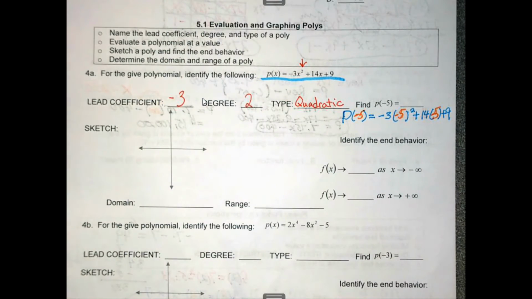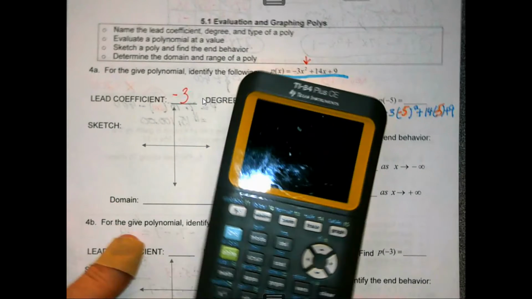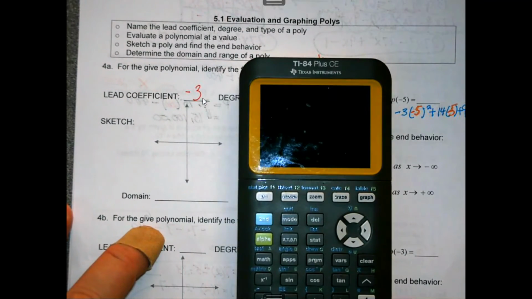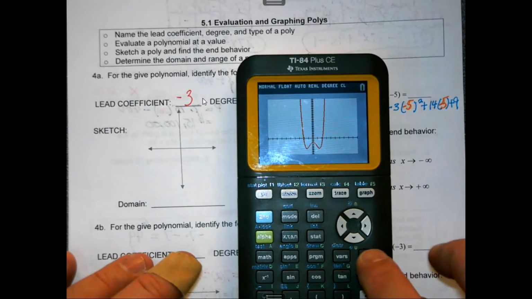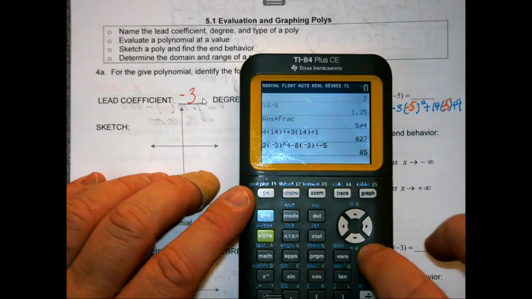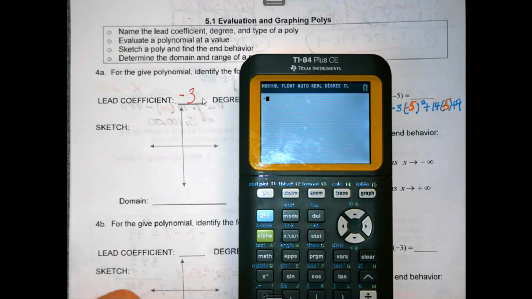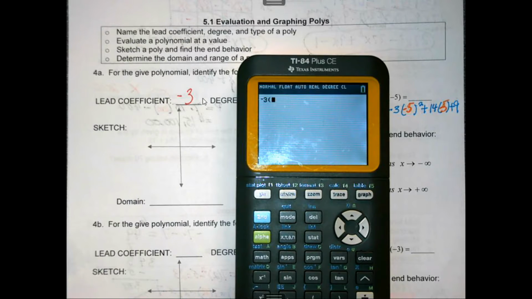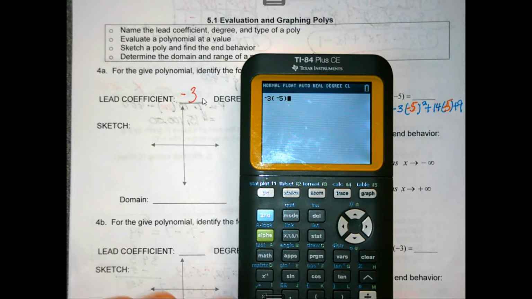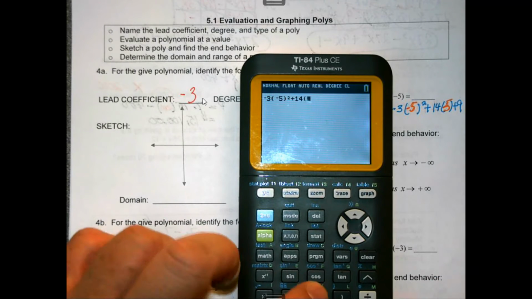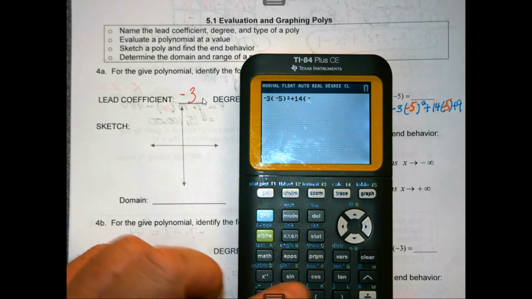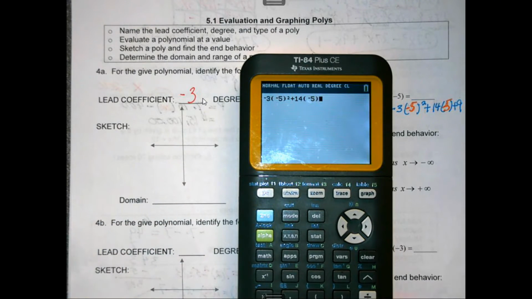Okay, so I got to plug all that into my handy dandy calculator, exactly the way it is. Let's see, -3, -5 squared plus 14.